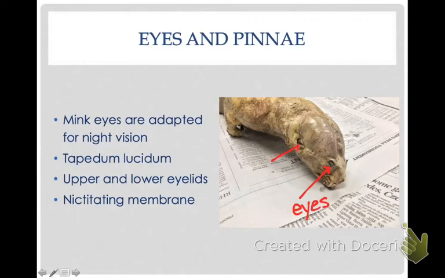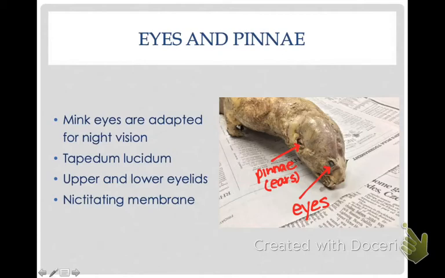And then the other thing I want you to notice are the ears. These are called pinnae. And that's the external ear. Now remember I said when they skin the mink for pelting, they skin off that external portion of the ear. So we're really just seeing the opening to the ear canal. We're not really seeing the pinnae, but that's where it would be located. So that's the eyes and the ears.